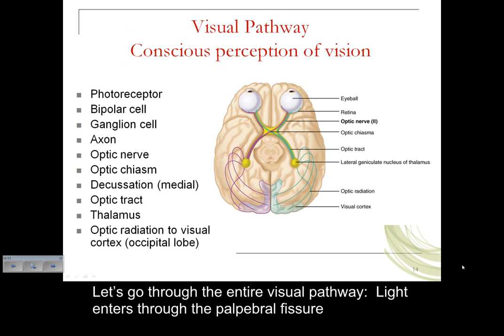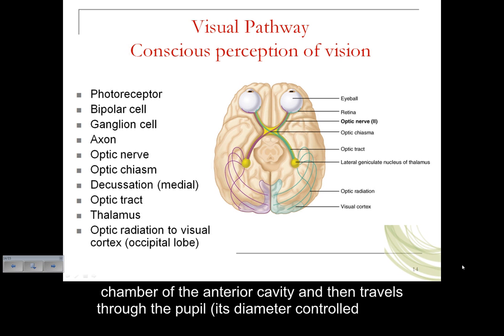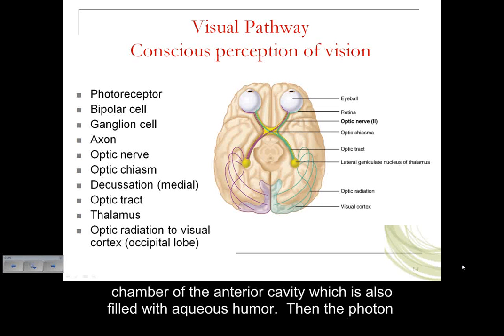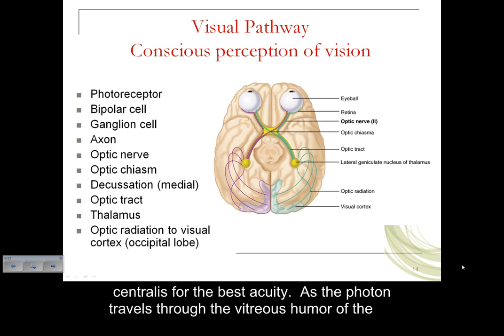Let's go through the entire visual pathway. Light enters through the palpebral fissure and through the cornea, travels through the aqueous humor of the anterior chamber of the anterior cavity, and then travels through the pupil, its diameter controlled by the iris. When the photon travels through the pupil, it then enters the posterior chamber of the anterior cavity, which is also filled with aqueous humor. Then the photon travels through the lens, which is bent to ensure the photon will land on the fovea centralis for the best acuity.